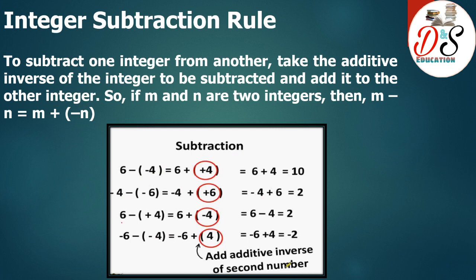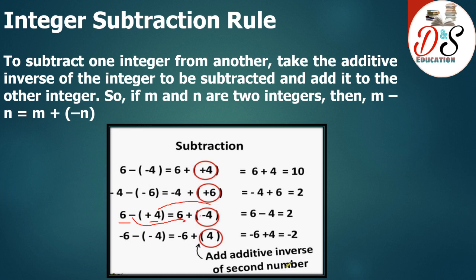So okay, now we have to subtract 6 and 4. What you have to do is take the additive inverse of the second integer. So the additive inverse of plus 4 is minus 4. Now change this negative sign to the positive sign. We have changed this negative sign to positive.